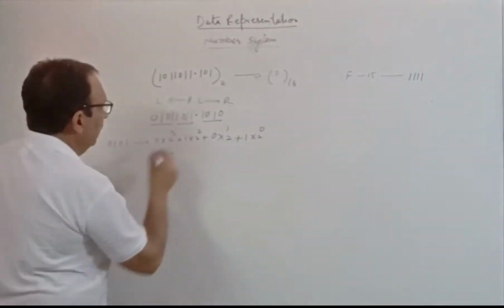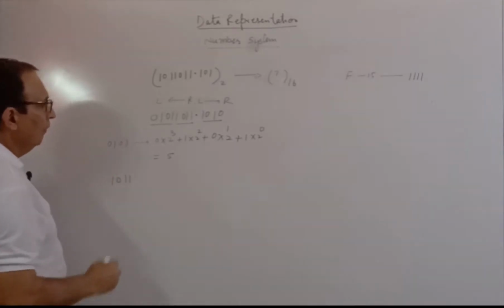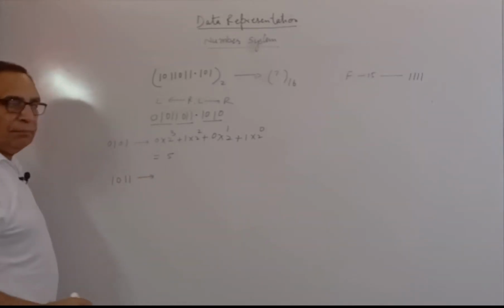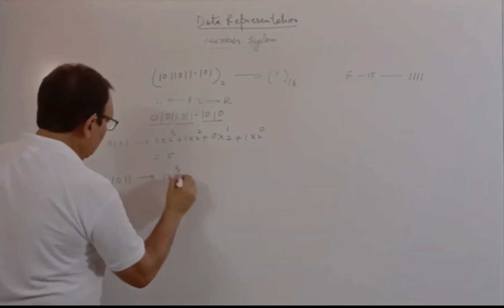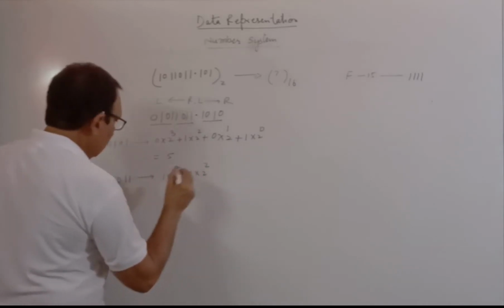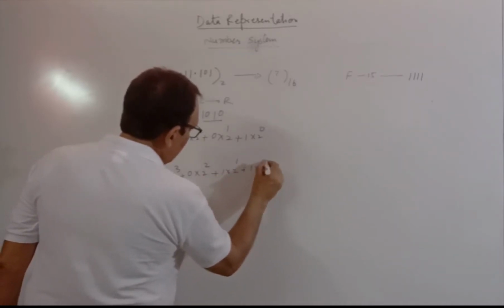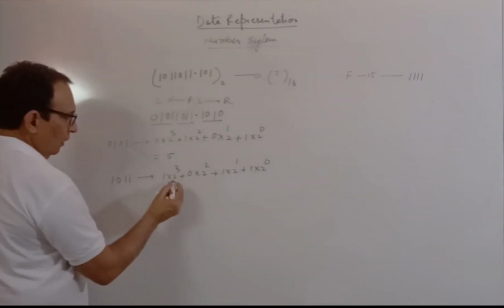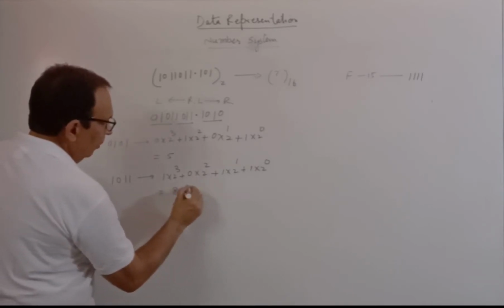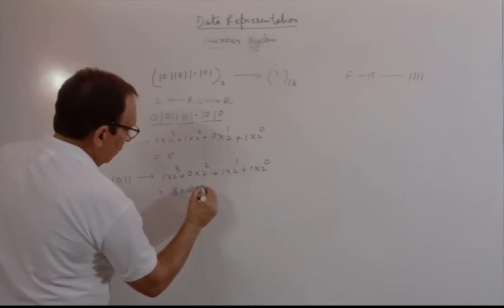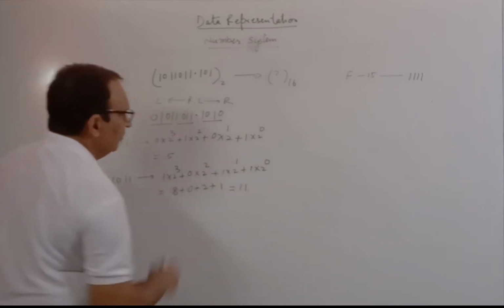This is 5. Let us write 1, 0, 1, 1 and convert into its equivalent hexadecimal number. Write 1 into 2 raised to the power 3, 0 into 2 raised to the power 2, 1 into 2 raised to the power 1, and 1 into 2 raised to the power 0. This is 8, 0, this is equal to 2, and this is equal to 1. All together they are 11.